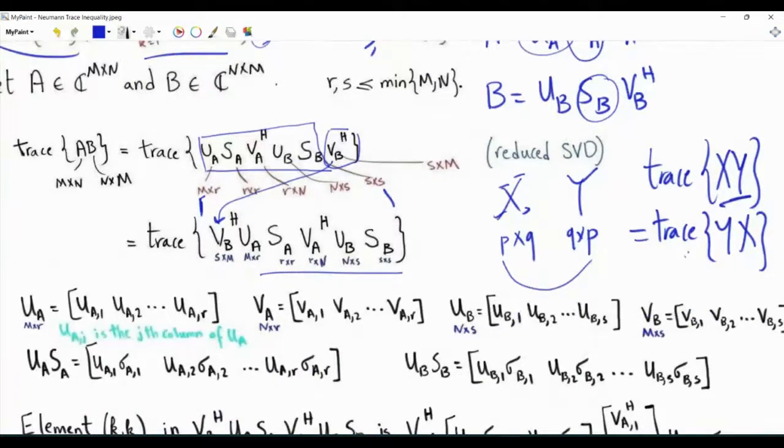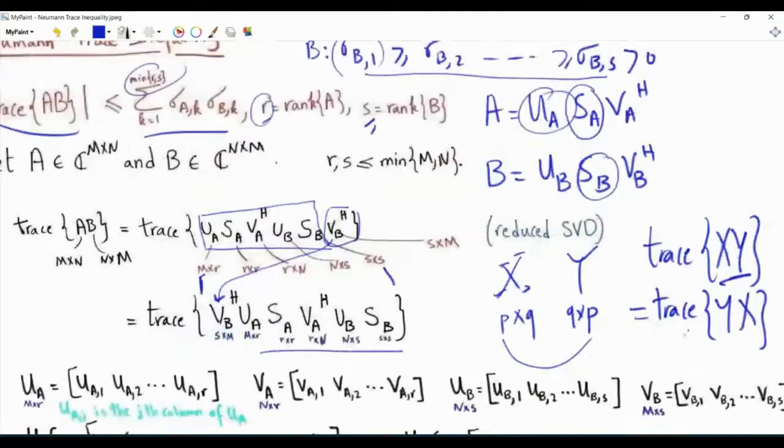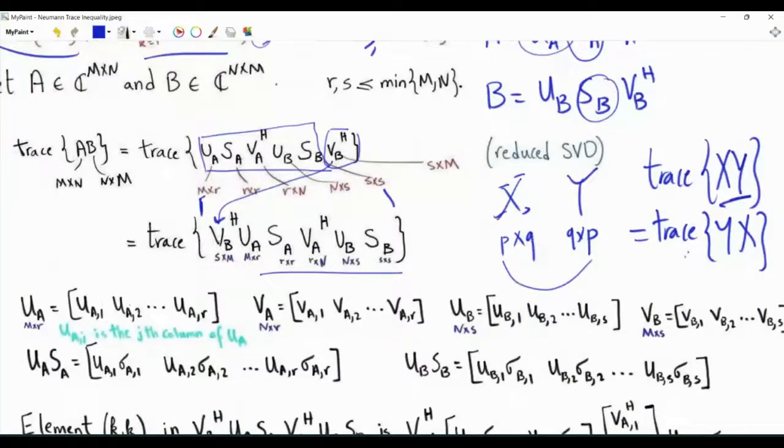The matrices UA, UB, VA, VB can be expressed in terms of their columns. So here UA2, for example, is the second column in matrix UA, and here VAR is a column vector that is the rth column in matrix VA, and so on. Now we will actually compute this trace. We will write a formula for this trace.